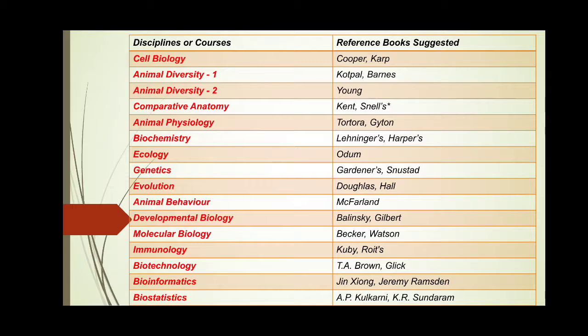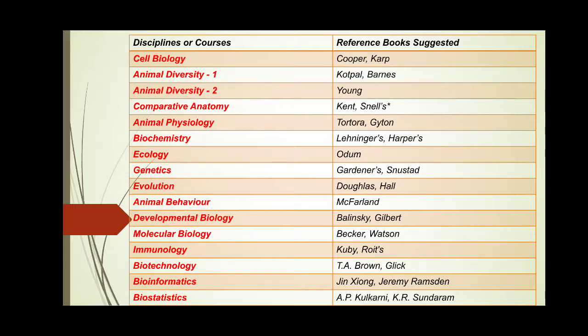So for cell biology, which is in the first semester, you can study Cooper or Karp. Karp is quite simple, quite a thin book, and Cooper is very vast, with detailed explanation. They both are good, but Cooper is very detailed and very much explained. So you can go through Cooper if you want to study from a foreign author.